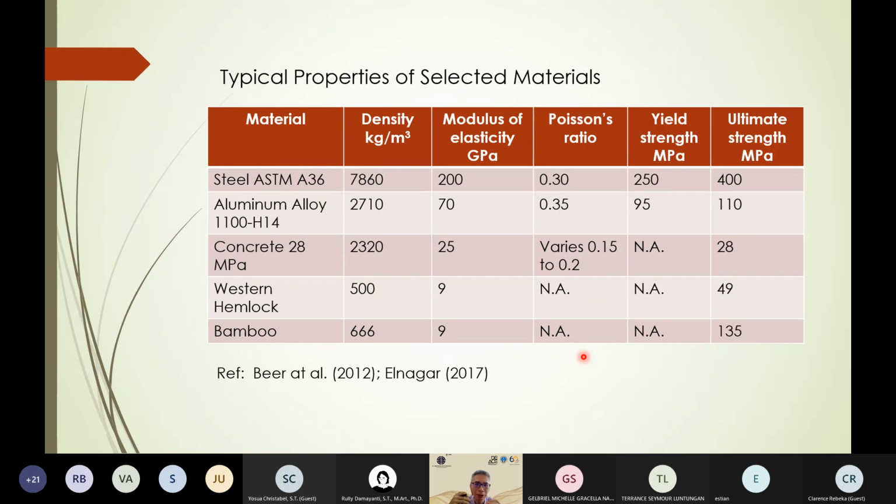But how about the compressive strength? Compressive strength may be close to concrete. Okay. Normal concrete. Okay.